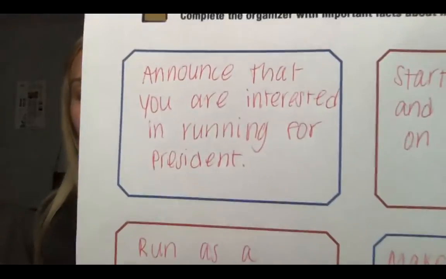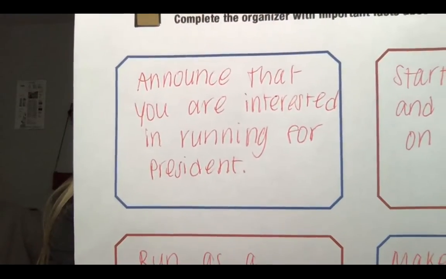So a couple that I wrote down, which you didn't have to write down yet, but you can start writing now. First one I said was announce that you are interested in running for president. So if you skip that step, no one's going to know that you're going to be running a campaign or that you're even trying to run for president. So first you want to announce that you are running for president or interested in running, which there's my answer for that one. And you can pause that if you need to copy it.